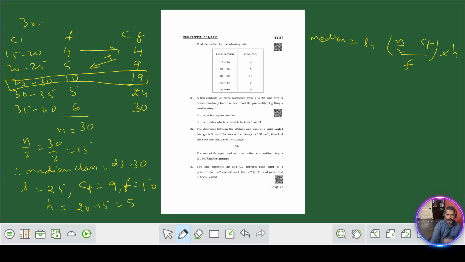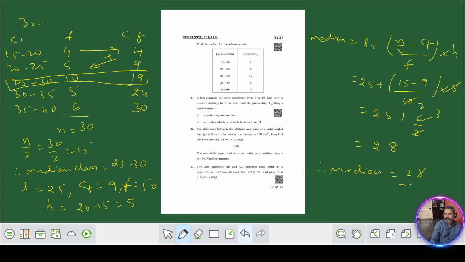We substitute all values here. That is L is 25, plus n by 2 is 15, minus CF is 9, by F is 10, into H is 5. 25 plus, 5 1s are 5, 5 2s are 10, so 15 minus 9 is 6 by 2, 2 1s are 2, 2 3s are 6, which is 28. Therefore, median is 28.